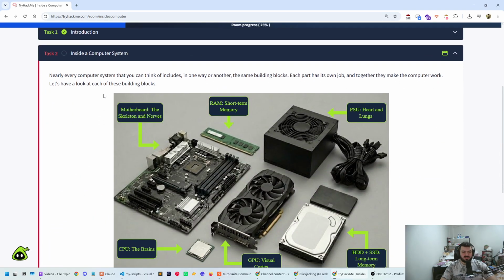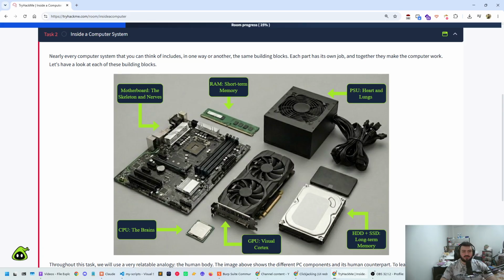Inside a computer system. Nearly every computer system that you think of includes, in one way or another, the same building blocks. Each part has its own job, and together they make the computer work. Let's have a look at each of these building blocks.